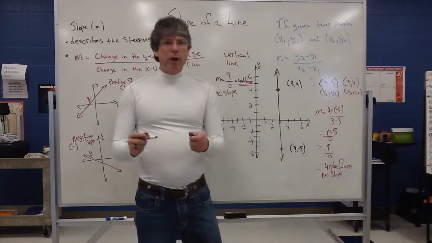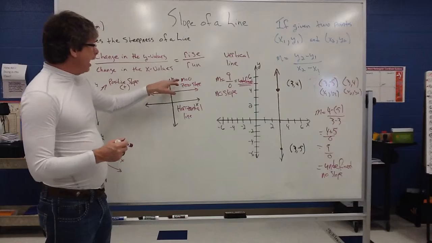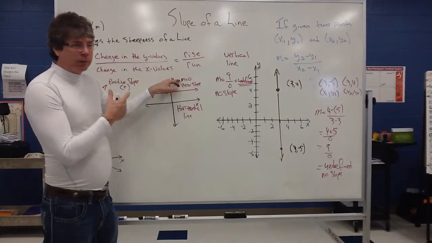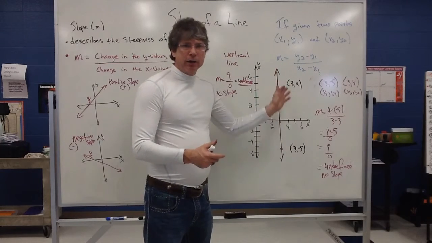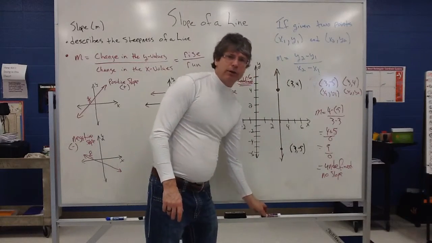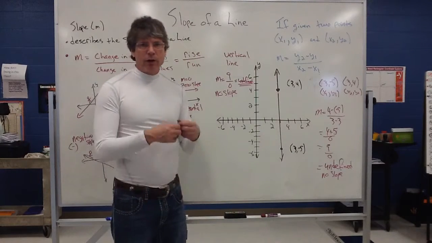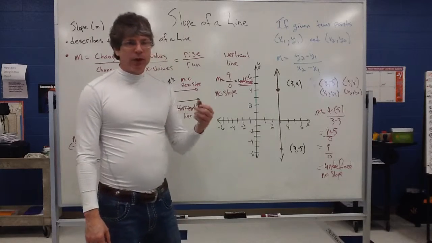So there's no number that goes with that. Now remember, zero slope has a number. 0 is a number, but here I cannot assign a numerical value to that. So there's no number that can represent an undefined slope. That's why I use the word undefined. It cannot be identified with a number.